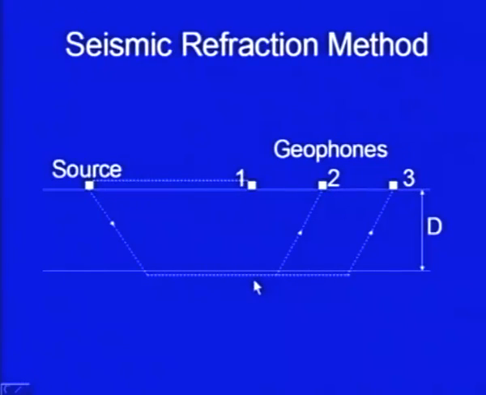So, in a nutshell, if the geophone is placed very close, the primary wave will reach it first. If the geophone is placed at a far off distance, then the primary wave will not reach first, but this wave will reach first.